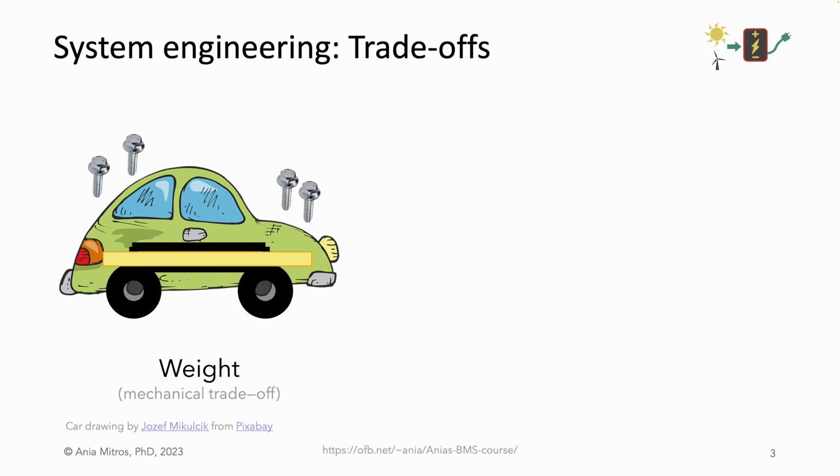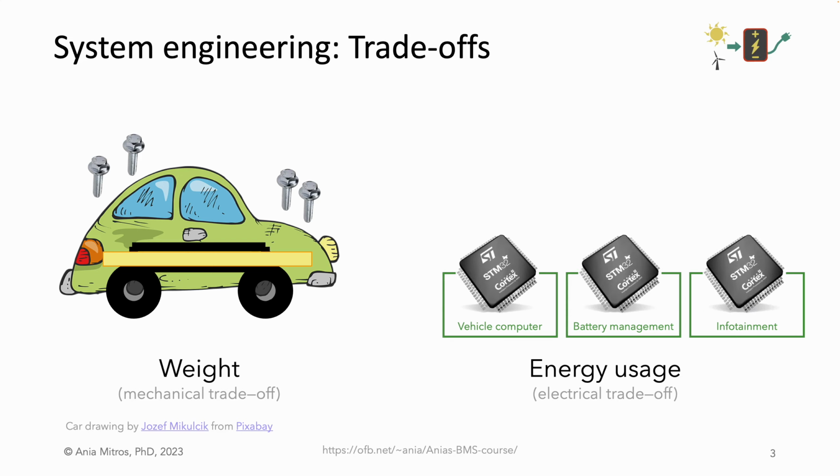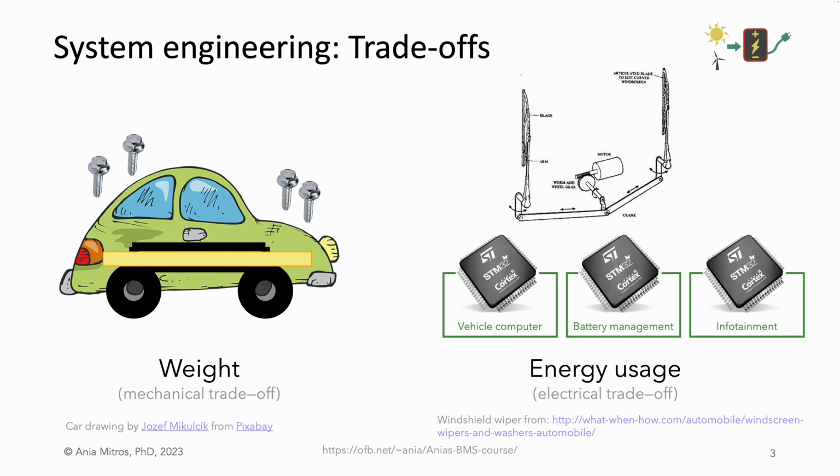We have similar trade-offs in the electrical domain. Should we spend more money on a more efficient microcontroller for the vehicle computer? And for the battery management system? And for the infotainment? Should we spend more to reduce the quiescent current of the windshield wiper controller? You can imagine how a different engineering team may be responsible for each of these subcomponents.